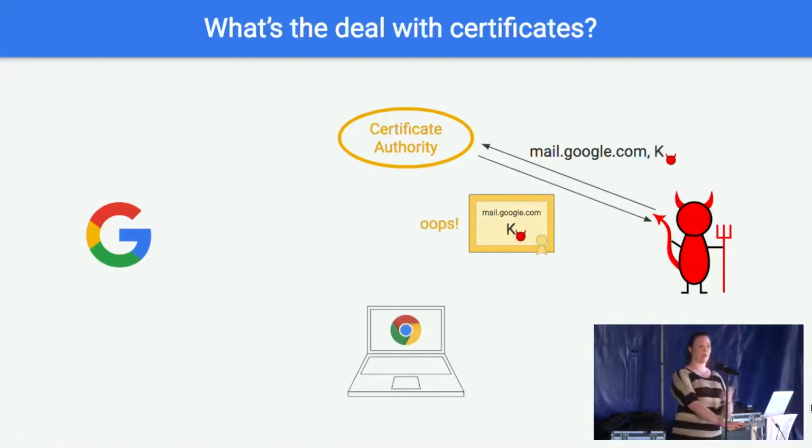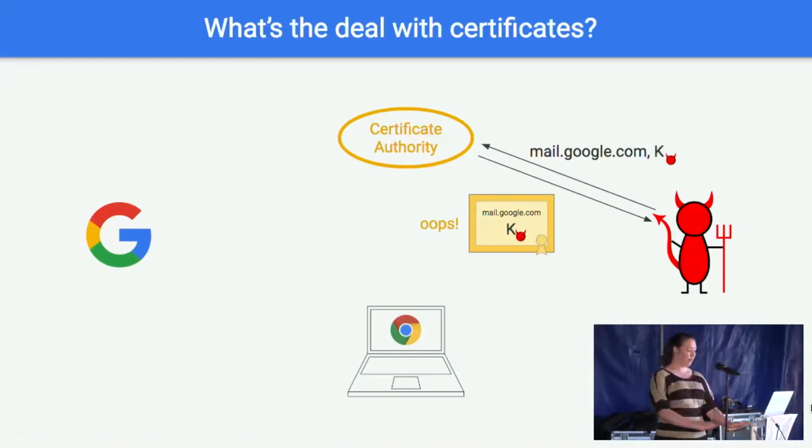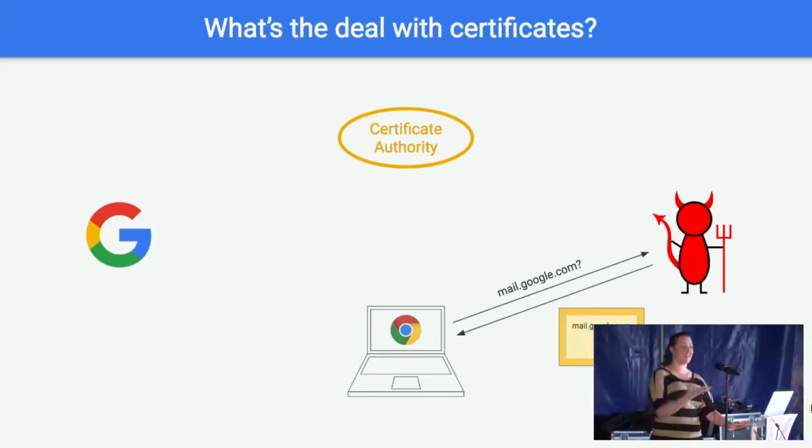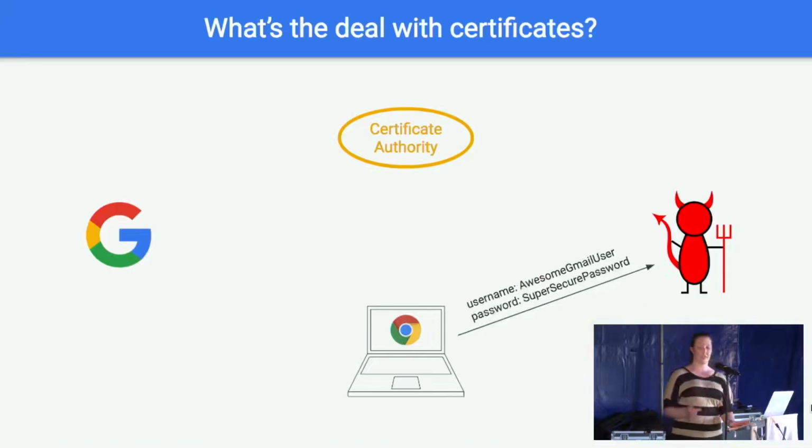Well then, when you go to connect to mail.google.com, the attacker could respond with their certificate instead. And your browser has no way of telling that this is a fraudulent certificate. It's still signed by a trusted certificate authority. So your browser will set up a secure connection. But this time, when you send your login details, you'll actually be sending them to an attacker.